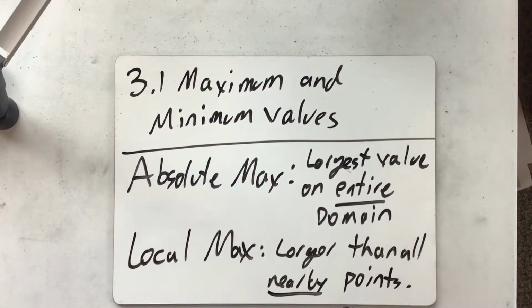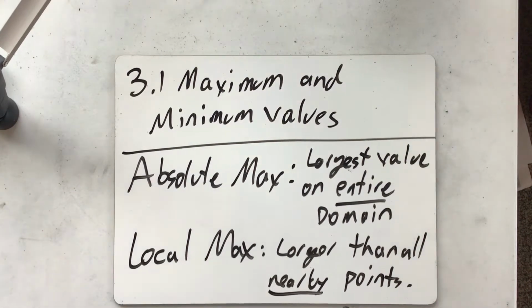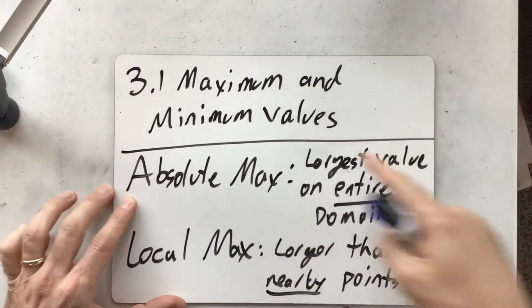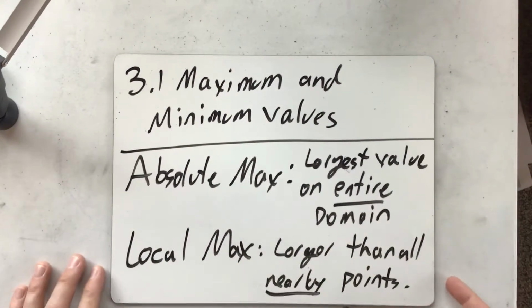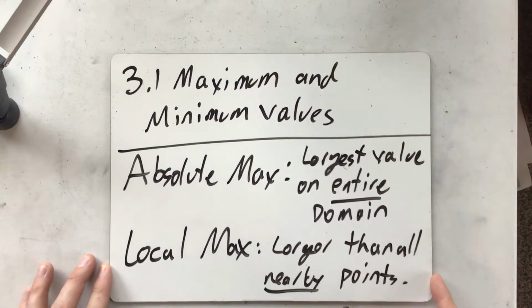This word nearby is a subtle term, and it takes a lot of time to piece out. This discussion of what nearby means is a discussion for an advanced math class, particularly the math class called real analysis. Okay, so absolute max, largest value in the entire domain. Local max is just larger than all of your nearby points.